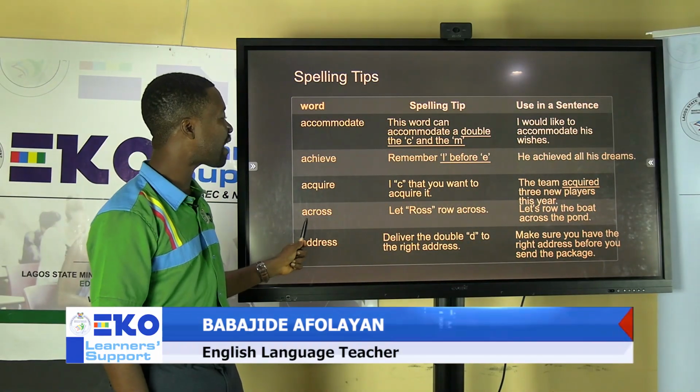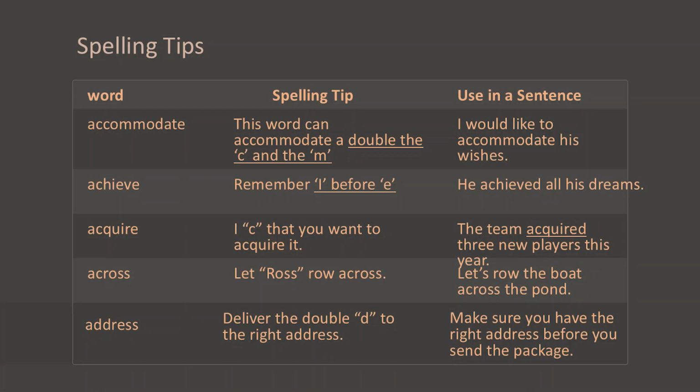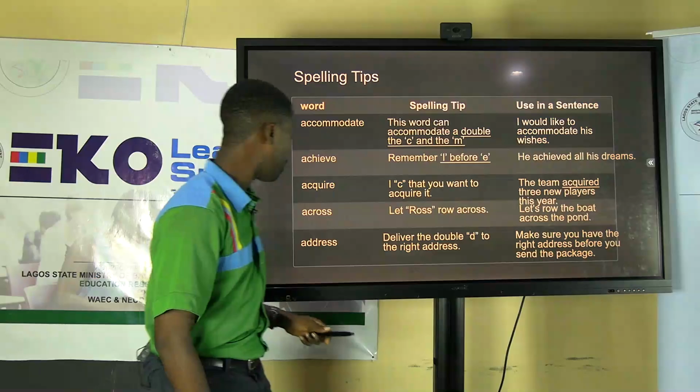Let's look at the word across. When you want to spell across, you can always remember the name Ross. Let Ross roll across. It will help you to remember that you must always add 2 S's to the word. Let's roll the boat across the pond.